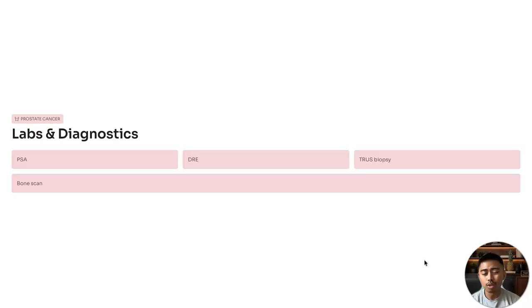As I've said before, if you suspect anything that's going on with the prostate, you can get a PSA level, which most of the time is going to be elevated, but it's not diagnostic of the condition. It just tells you that there's prostate involvement. You can also do a digital rectal exam. If you want to get a tissue sample, you can do a transrectal ultrasound biopsy, and you can also do a bone scan, depending on how severe the metastasis is and if it reached the bone.